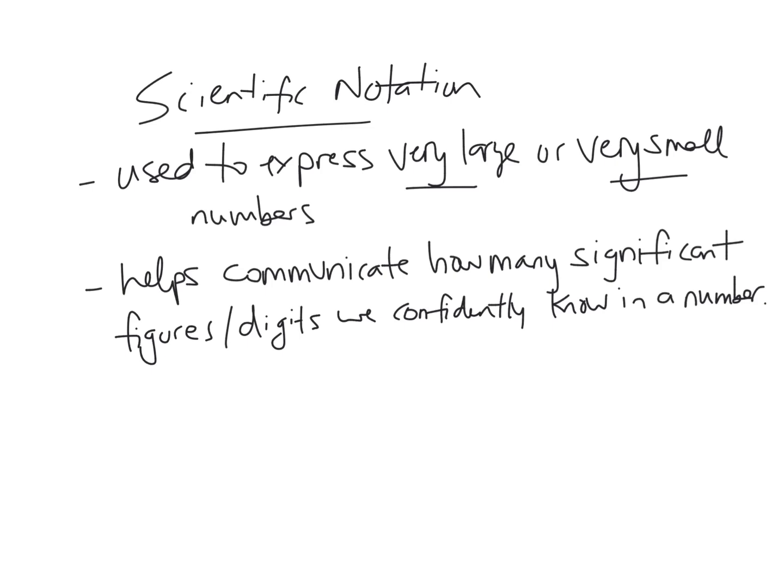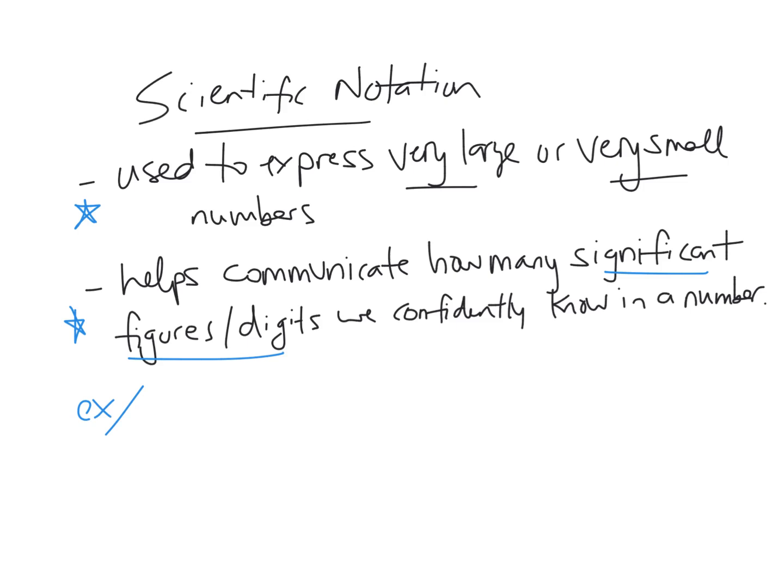Scientific notation is basically a shorthand that helps us more reasonably express very large or very small numbers so that we can save ink and save paper and not have to write humongous millions of zeros across the page. It also helps us, we'll see, communicate how many significant figures or significant digits we confidently know in a number. But I'll give you more on that in a subsequent screencast. So, for example, what does scientific notation look like?